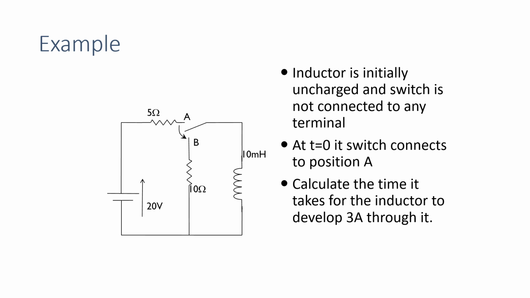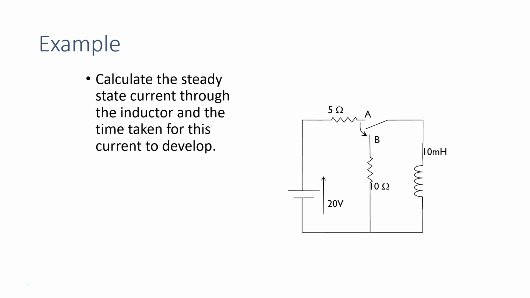Good. So I have an example here for you. I'm going to post up the slides, so you could look at this example, take it down and solve for these questions. You have to calculate the time it takes for the inductor to develop 3 amps through it. And again, this is exactly the same procedure as you would have done with the capacitor, except now you're dealing with current and not voltage. After that, I would like you to calculate the steady state current through the inductor and the time it takes for this to develop.